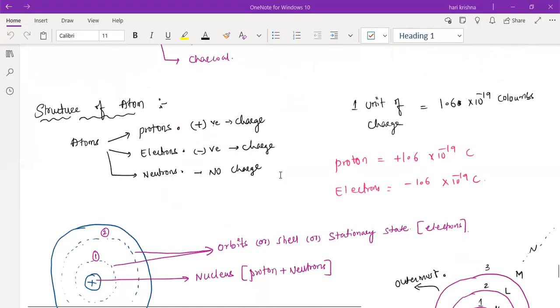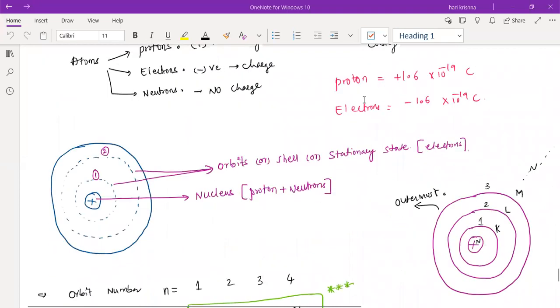So an atom will contain protons, electrons, and neutrons, and each unit of charge is 1.6 × 10^-19 coulombs. Protons have a plus charge and electrons have a minus charge. If you take the atom in a spherical shape, the center part is called the nucleus, which contains protons and neutrons. The circular path around the nucleus is called an orbit, in which electrons revolve.